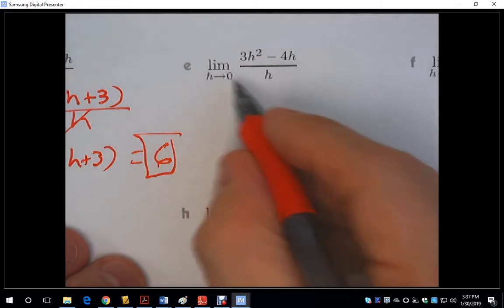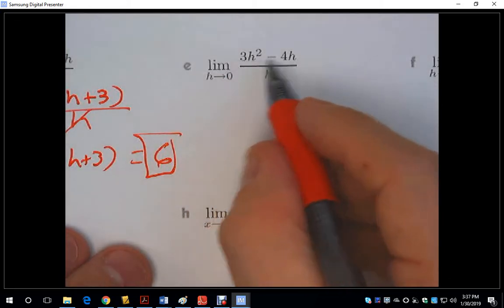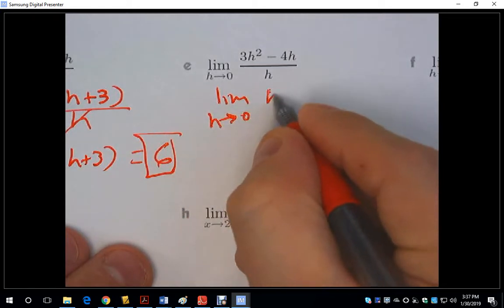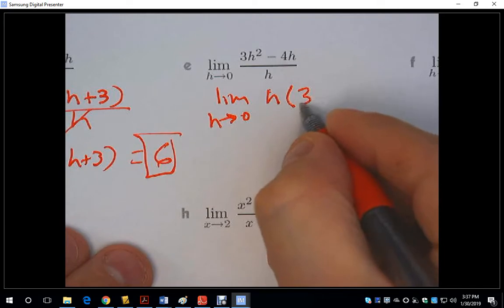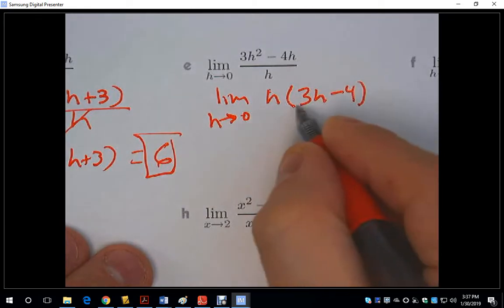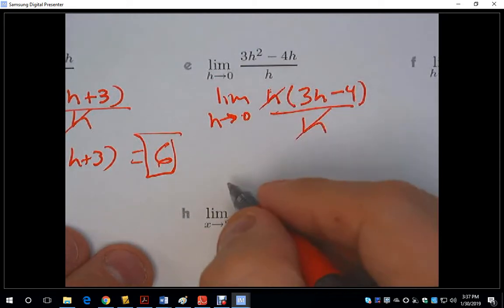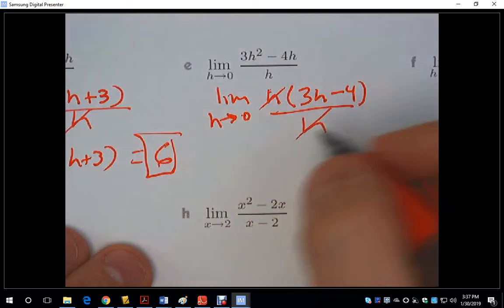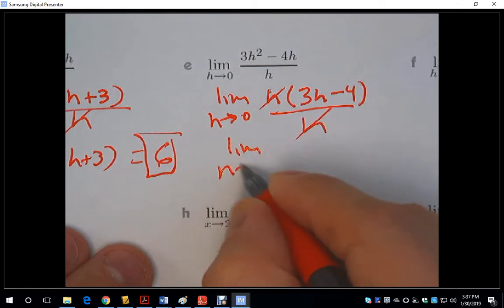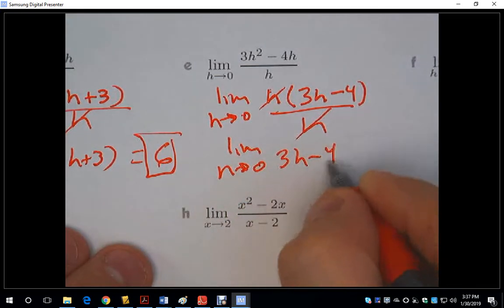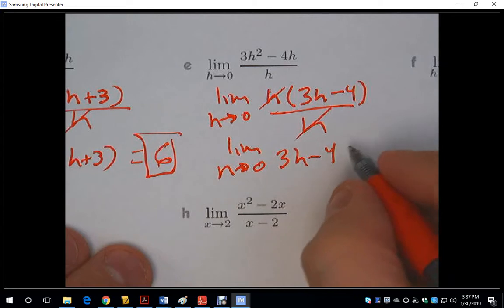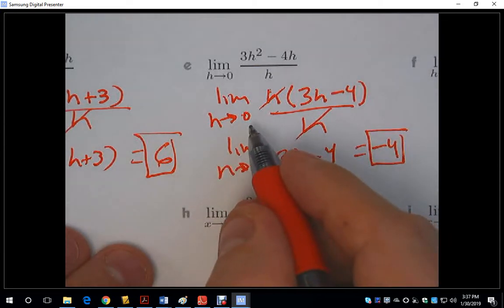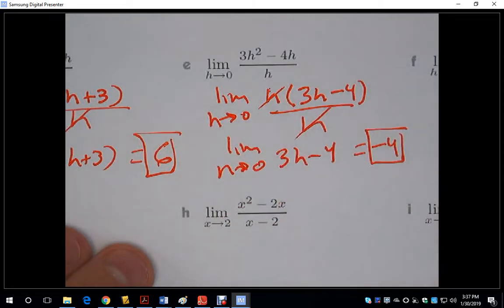All right, so again, if I plug the 0 in, I get an undefined function. I'm going to factor out an h. That gives me the limit as h approaches 0 of h times 3h minus 4 over h. The h's, I'm not going to say cancel out, but they divide out. H divided by h is 1. And that leaves me with the limit as h approaches 0 of 3h minus 4. Plug in the 0, and that gives me negative 4. So when h approaches 0, my y approaches negative 4.